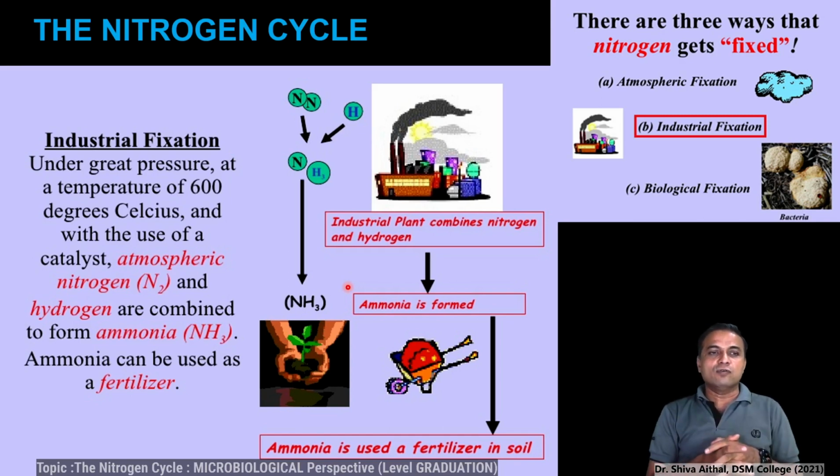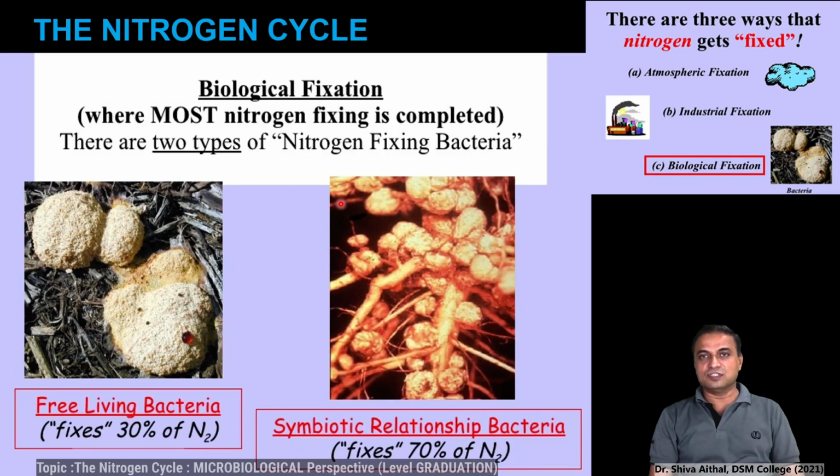there can be formation of fertilizers, ammonia fertilizer, under great pressure at temperatures of around 600 degrees centigrade, and with the use of a catalyst, atmospheric nitrogen and hydrogen are combined to form ammonia. In the industrial plant, it combines nitrogen and hydrogen to form ammonia. Ammonia is used as a fertilizer in soil. Okay, so this is the second type of fixation, which is called industrial fixation.